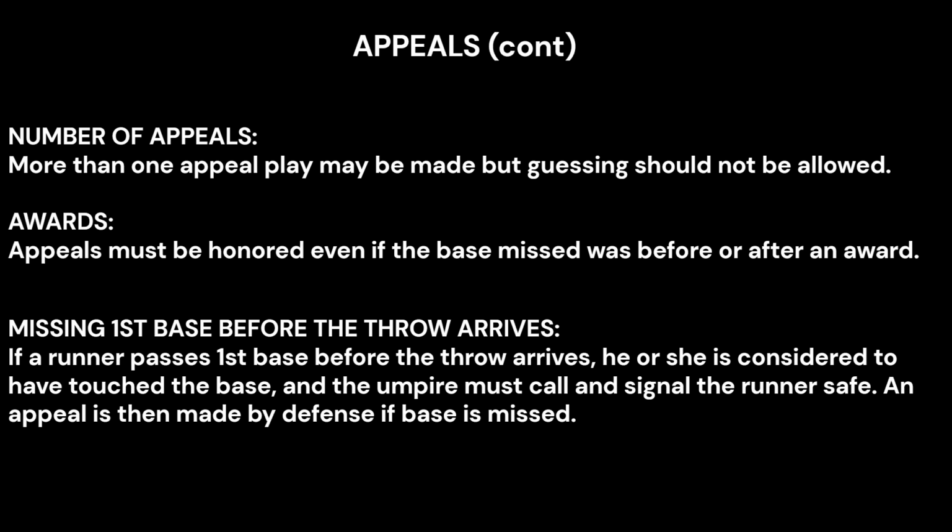Missing first base before the throw arrives. If a runner passes first base before the throw arrives, he or she is considered to have touched the base, and the umpire must call and signal the runner safe. An appeal is then made by defense if base is missed.